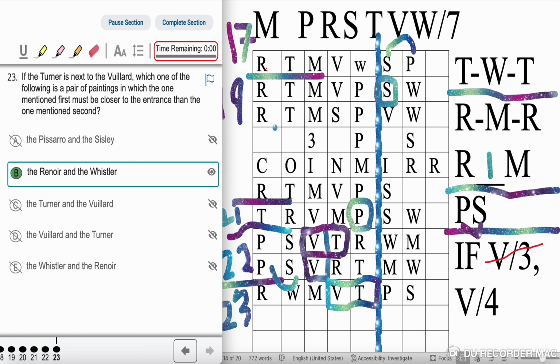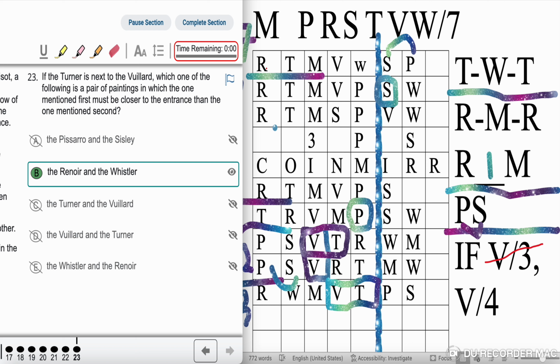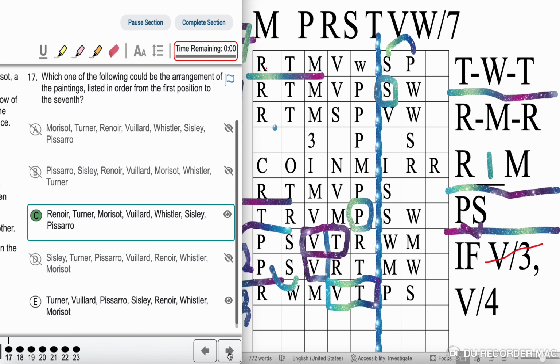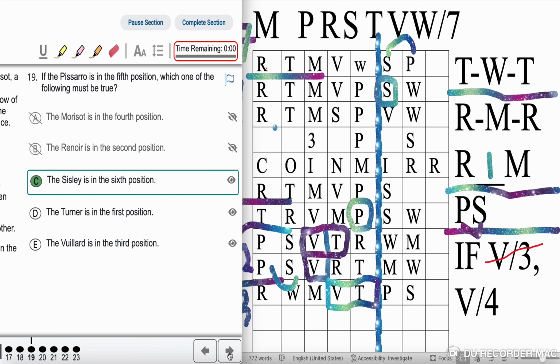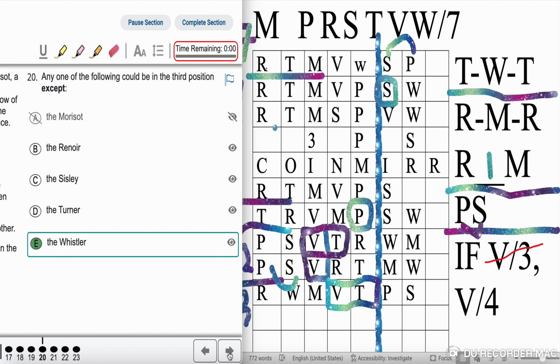So that was for the 4th game set. Let's see how well we did with the 4th game. And we got all the questions correct.